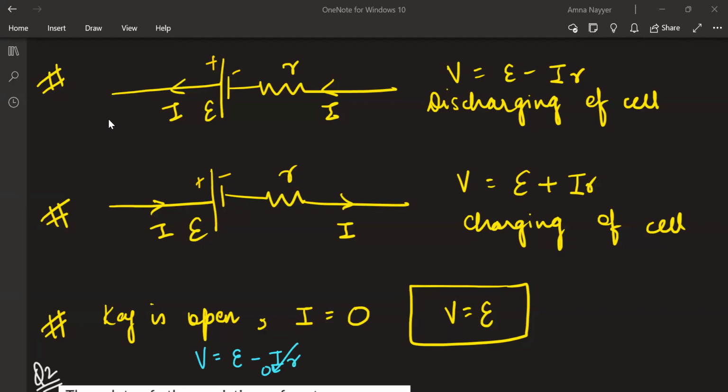No. In charging, the current is moving from the negative, and the whole circuit is completed and it is coming back to the positive. In discharging, it is moving from the positive and coming back to negative.